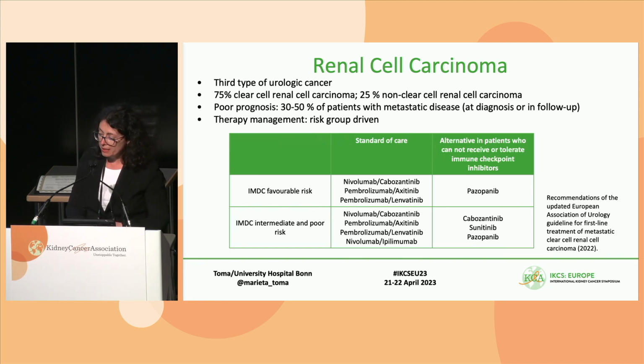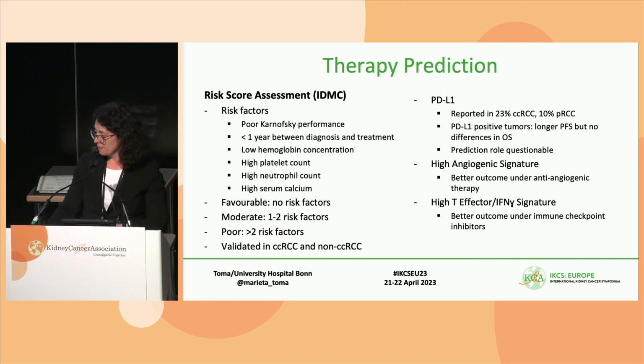And we know that clear cell renal cell carcinoma has a poor prognosis, with roughly 30 to 50% of patients having relapsed metastatic disease at diagnosis or in follow-up. The therapy management is risk group driven, and we have a favorable risk group and an intermediate and poor risk group, with several therapy combinations, and also second and third line therapies.